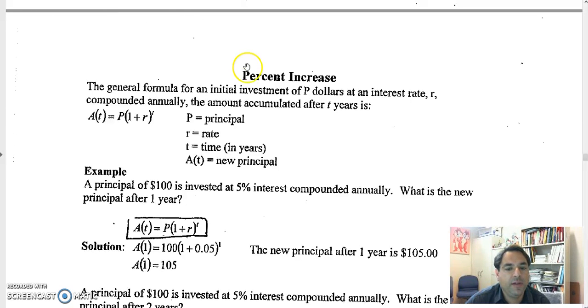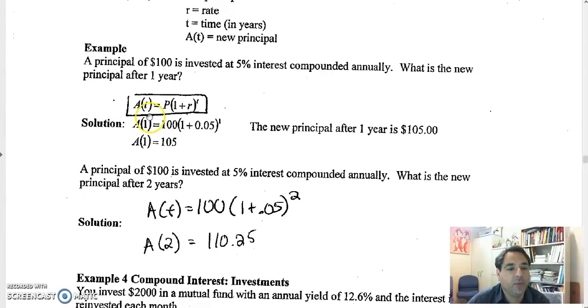Where else are they used? Well, if you're looking at percent increase, the general formula for an initial investment of $P at an interest rate compounded annually is given here. So, how much is in your account based on the time? You take your principal times 1 plus R, the rate, raised to t.